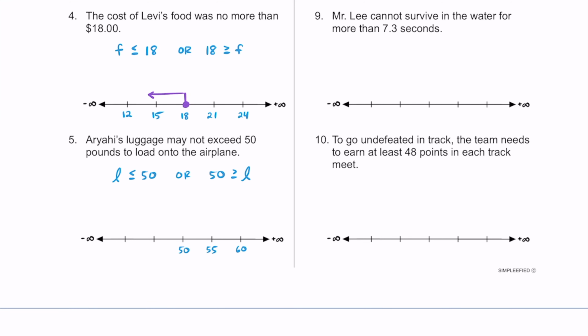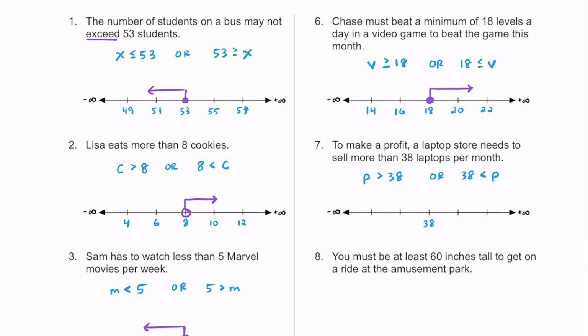Let's put 38 right in the middle, because that's the important number we're talking about here. I'm going to go by 4s here, so I'll go up to 42 and up to 46, and I'll go down by 4s to 34 and 30. Okay, sell more than 38, so if they sell 38, that's not okay, so put an open circle on it, and then it's going to be greater than that, so let's draw an arrow to the right.